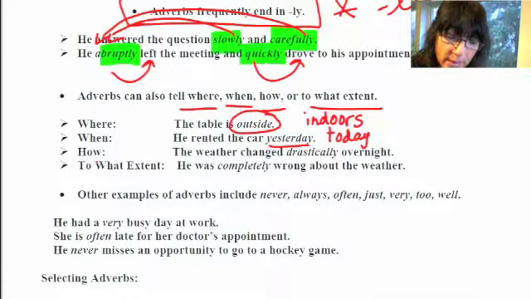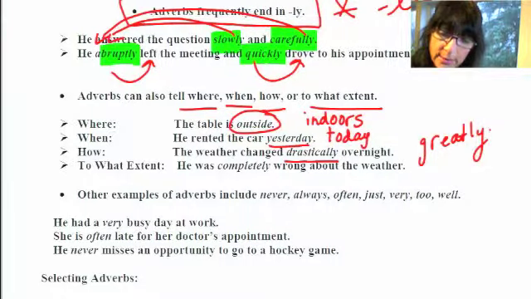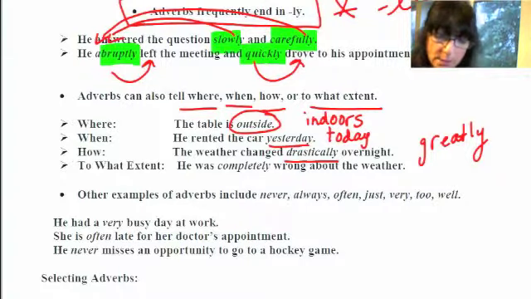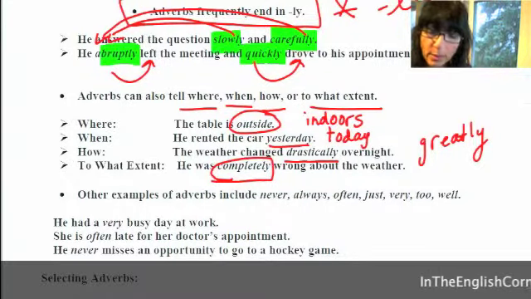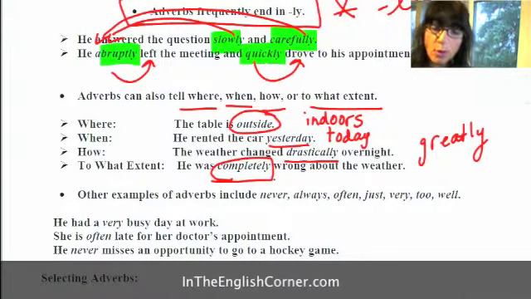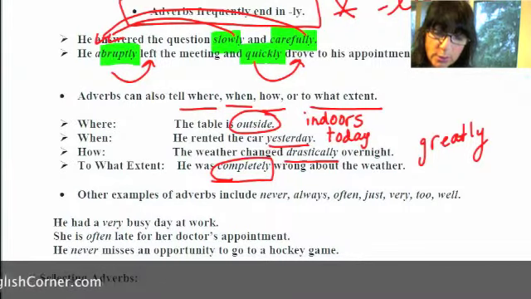Another way you can pick out an adverb is if it answers the question how. The weather changed how? It changed drastically. Or if you use the word greatly, unbelievably, how. And those words will end frequently in ly. And the last example is if it answers to what extent. He was completely wrong about the weather, or you are utterly incorrect, unbelievably wrong. Again, they often end in ly, and they are referring to what extent.